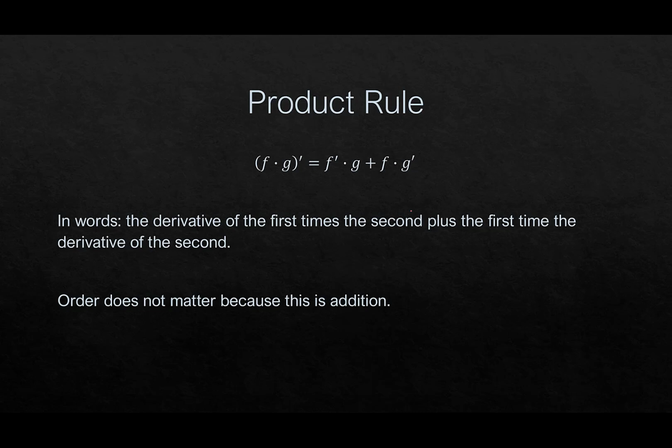Also notice, order doesn't matter. I tend to write f prime times g plus f times g prime, but if you decide you're going to do it opposite of that, like f g prime plus f prime g, you will get the same thing because it's addition. It's only because it's addition that the order doesn't matter when you're doing this product rule derivative.